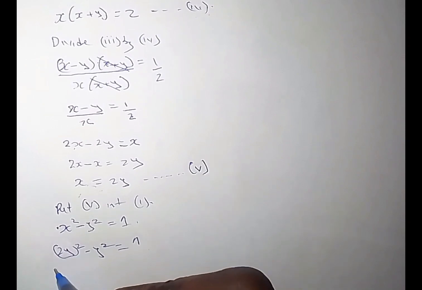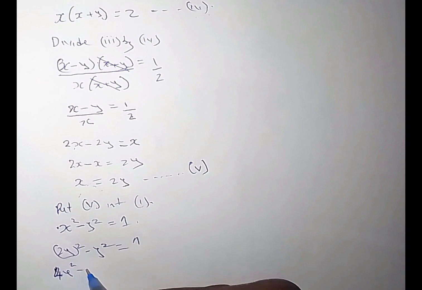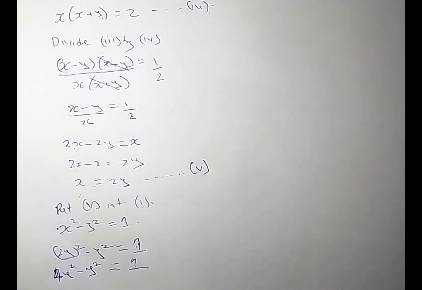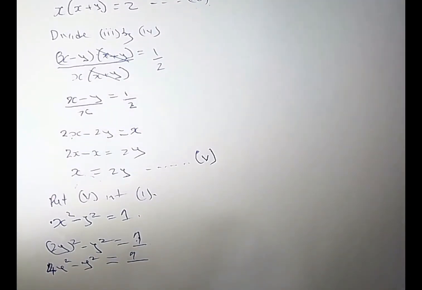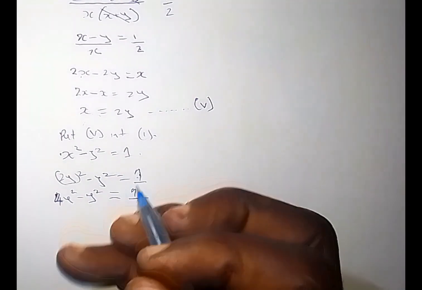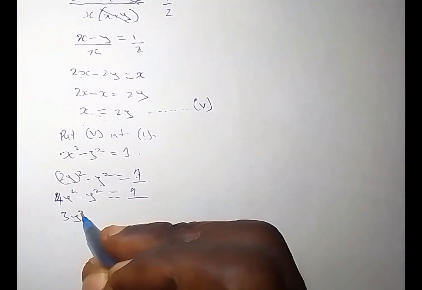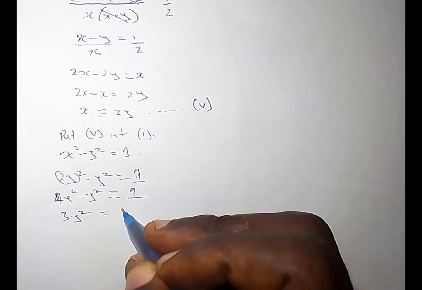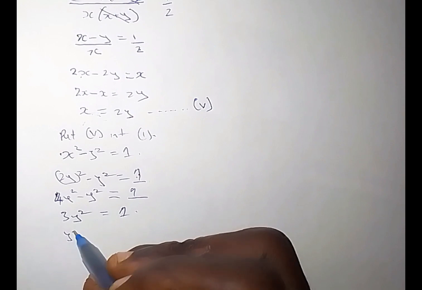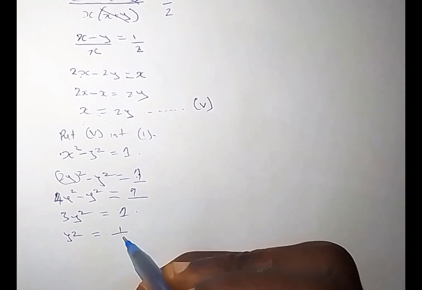So let's expand this. Open the bracket. That is 4y squared minus y squared equals 1. So from here, we are good to go. Let's simplify. That is 3y squared equals 1. So dividing both sides by 3, I'm having y squared equals 1 over 3.